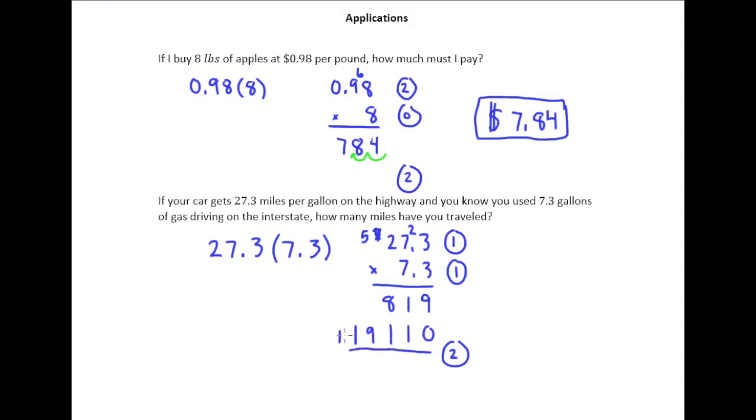So we add those together. We have a 9, a 2, a 9, a 9, and a 1. And then we realize we need to take the decimal point back 2 places. So our answer here is we have gone 199.29 miles. Again, remembering our label.